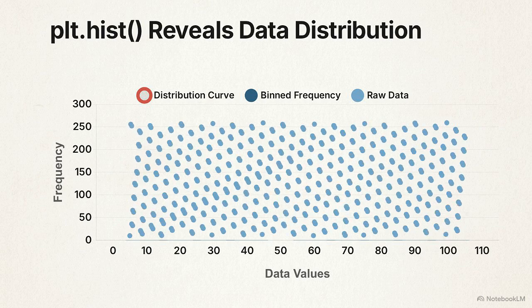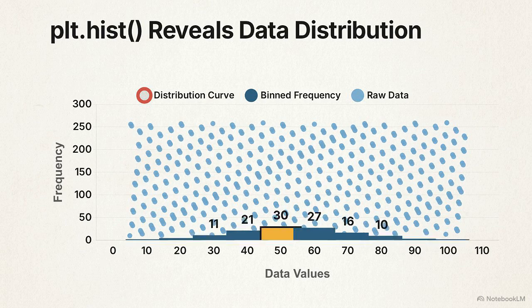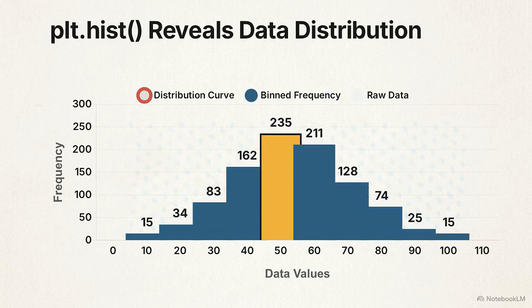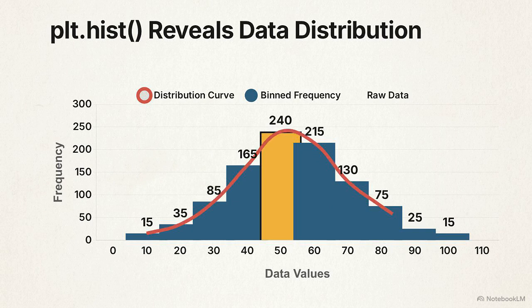While pie charts show proportion, what you are seeing here is a chaotic cloud of 1,000 random numbers. By calling plt.hist, Python instantly groups them into vertical bins. This visualizes the frequency distribution of massive, continuous datasets as a clean histogram curve.